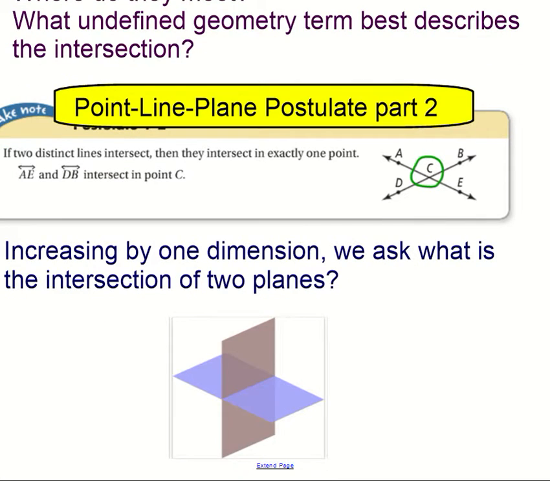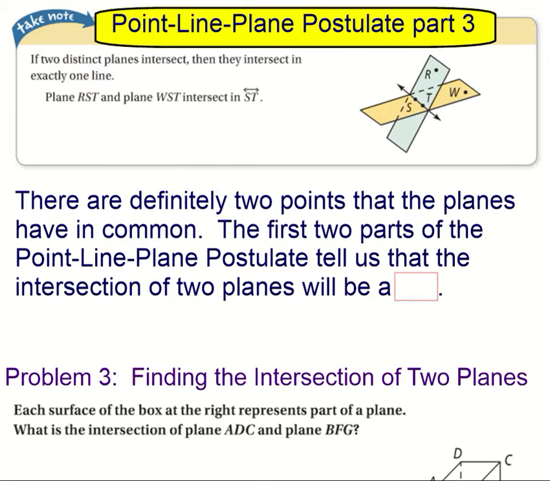And so if we increase that by one dimension, and we're talking about planes instead of lines, well, we know that lines intersect in a point. So what does it look like these two planes intersect in? Well, they intersect right here. And that, to me, looks like a line. And so we can actually come up with a postulate for that. If two distinct planes intersect, then they intersect in exactly one line.